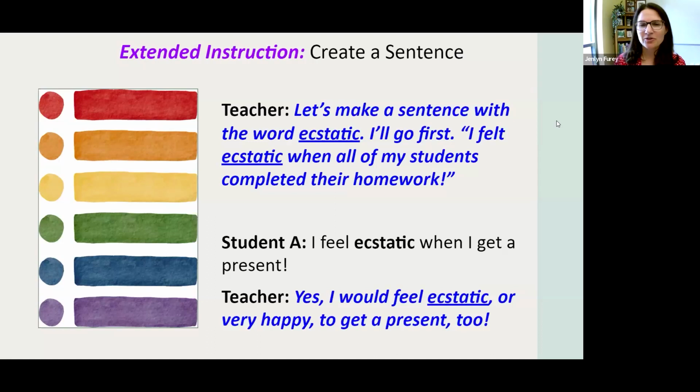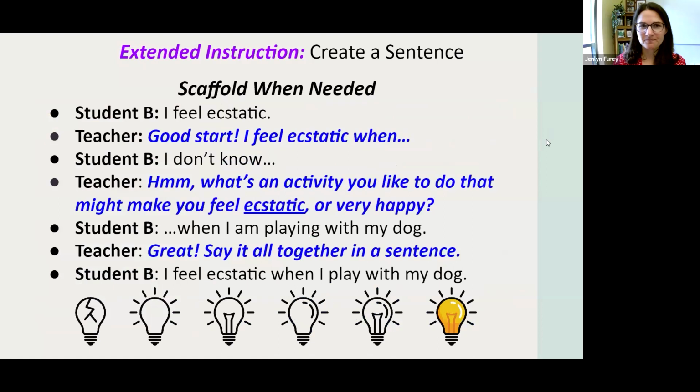So every opportunity we can when we're giving feedback, we want to repeat the word, repeat the definition, and just continue to support their use of the word. But that won't always happen. So we won't always have students who are able to immediately create a sentence. And that's why we want to be thoughtful about providing scaffolding when it's needed.